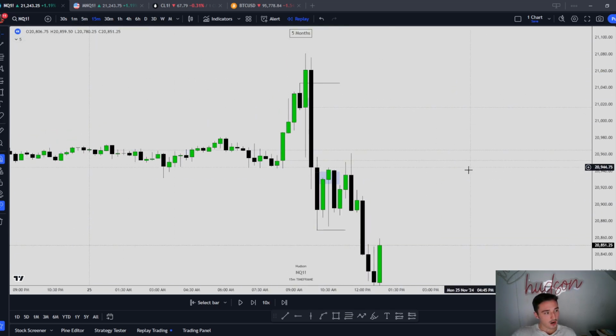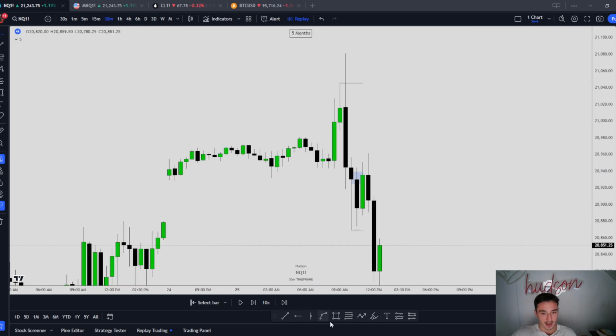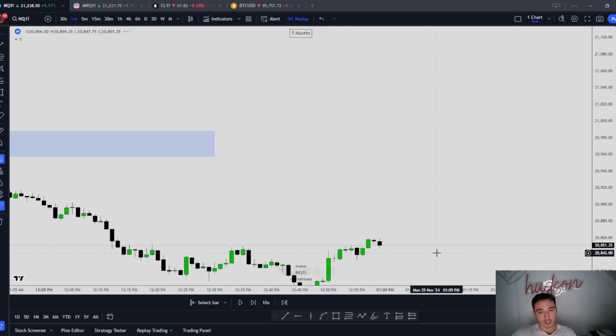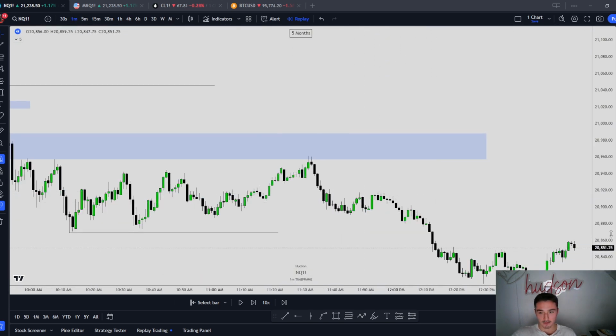Okay, now what do we wait for? Well, we wait for a higher time frame key level. Do we have one on the 30-minute? Yes, a 30-minute fair value gap, right? So we have this 30-minute fair value gap. We wait for price to tap a key level. Is it a 1 hour? 1 hour order block, right? So we wait for price to tap inside of there.